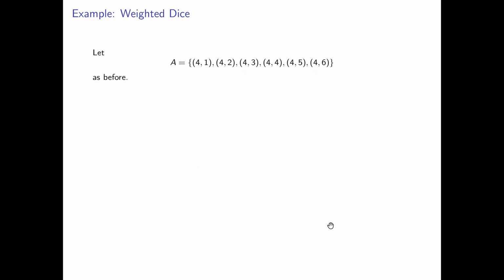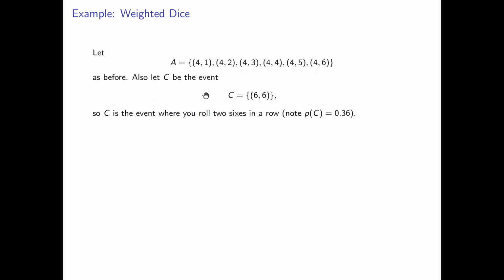Okay, and so now I also want to, using the same sample space and the same distribution, consider two events which are not independent, or which are dependent. I'm going to let A continue to be the event where the first roll is a 4, and then I'm going to let C be the event where you roll 2 6s in a row. So C is just the set containing the one ordered pair with 2 6s in it. And in particular, the probability of C you can calculate is 36% or 0.36.